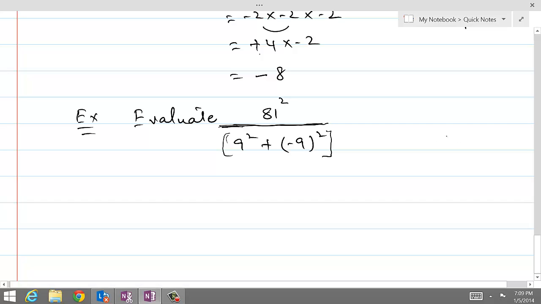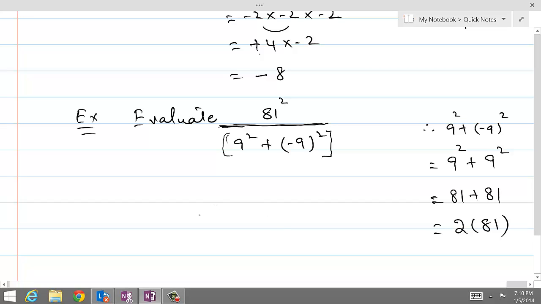So what would the denominator be? If you take a look at the denominator, this is 9 square plus minus 9 square. Now we can see that a negative base has an even power. It doesn't make any difference. So this is 9 square plus 9 square again. Now 9 square is 81. 9 times 9 plus 9 times 9. This is again 81. So this is 2 times 81.